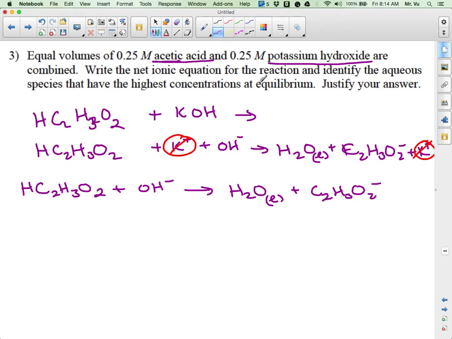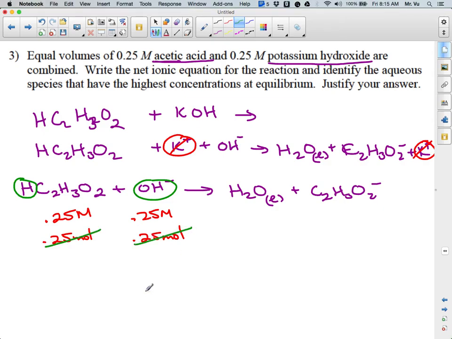Now it asks which species exist in the highest amount. I have 0.25 molar of this and 0.25 molar of this, and the volume is the same, which means I have equal moles of each. Since the one H attached to the one OH is a 1-to-1 ratio, by the time I'm finished I will not have any of this left over. Does that make sense?